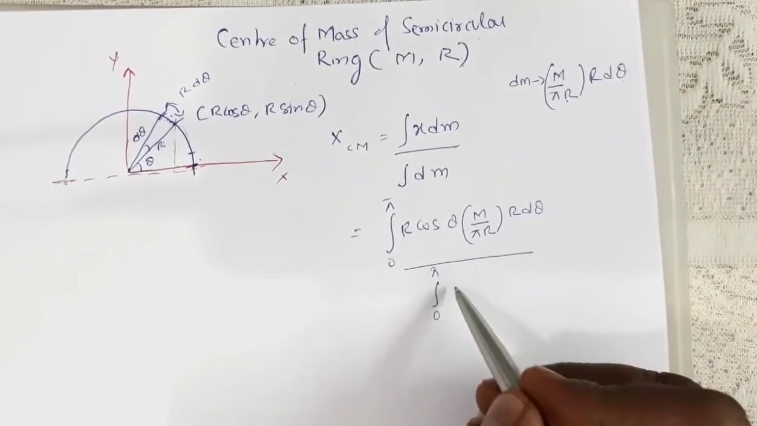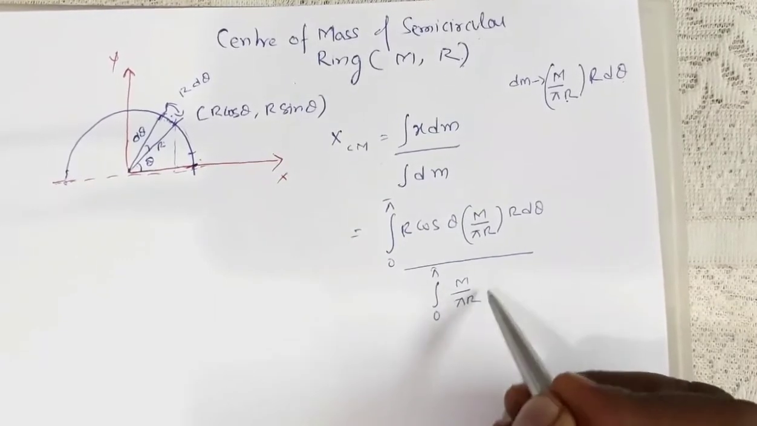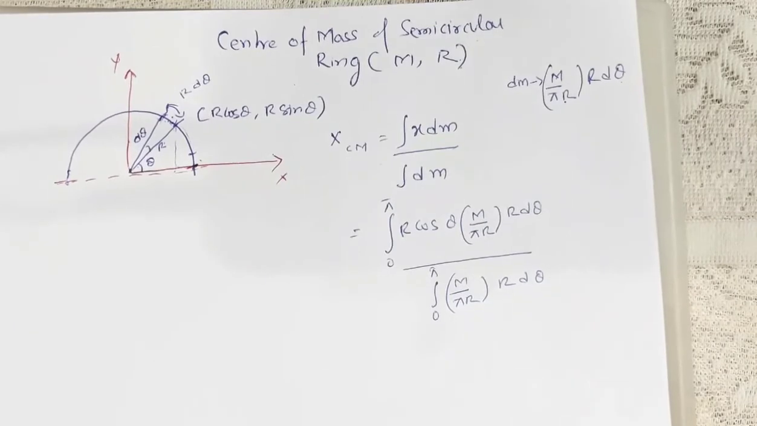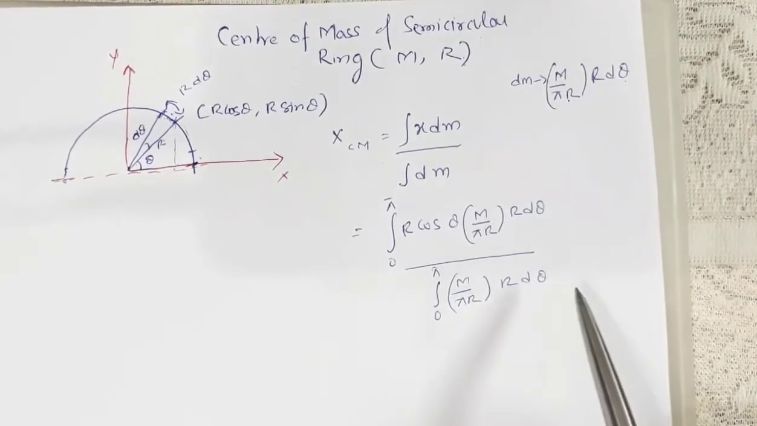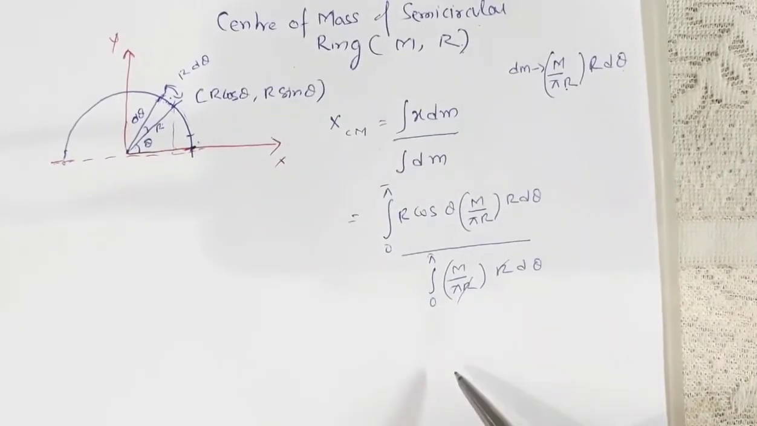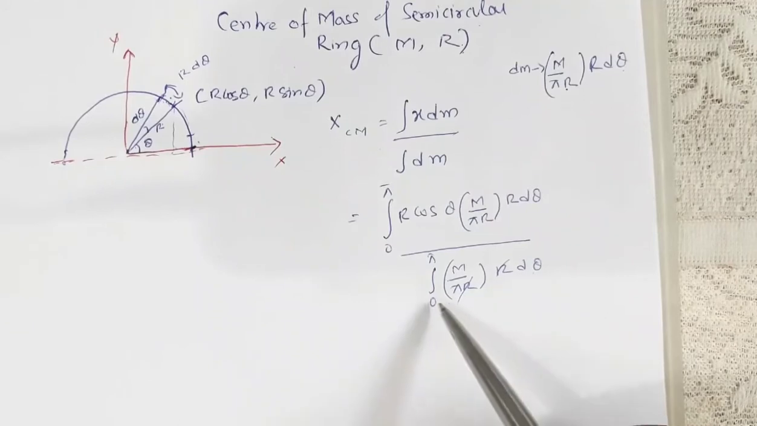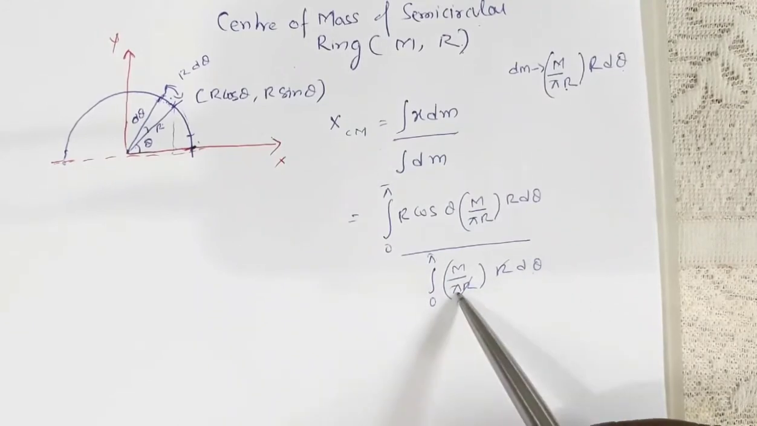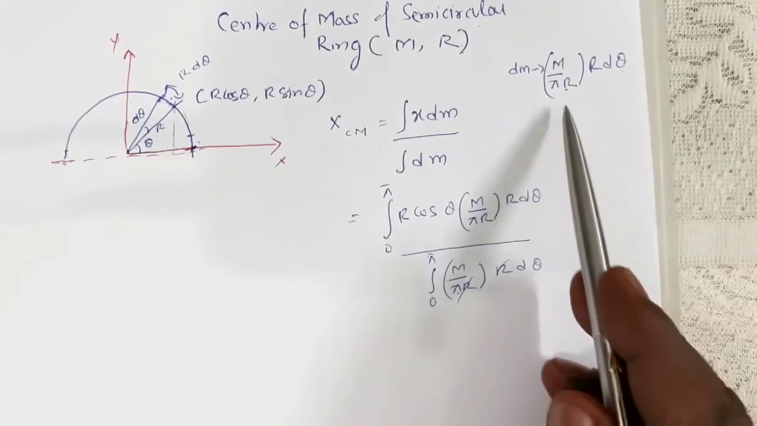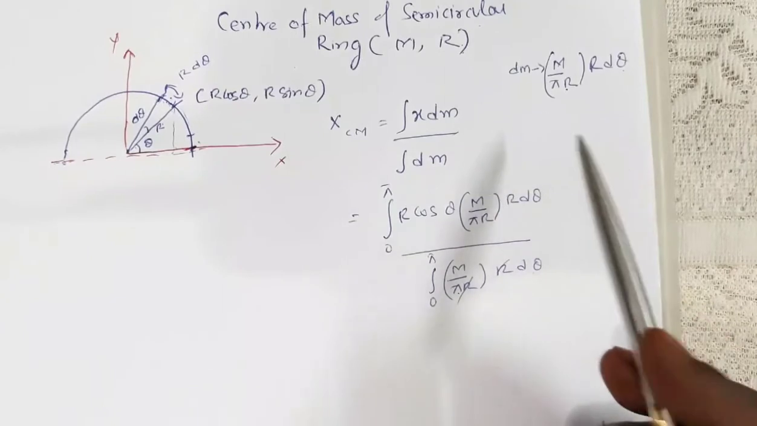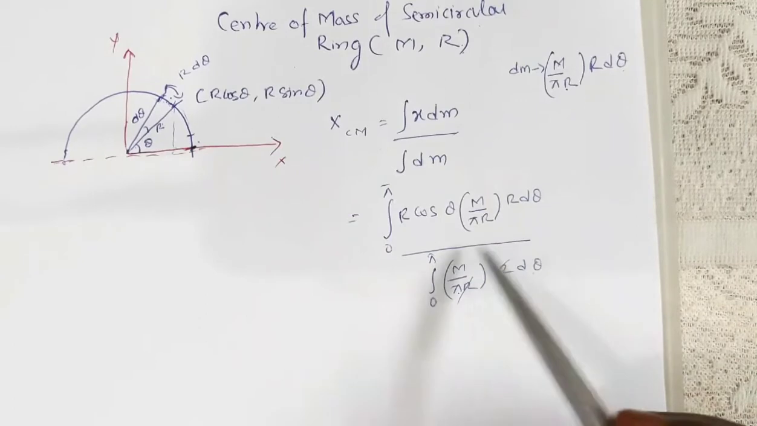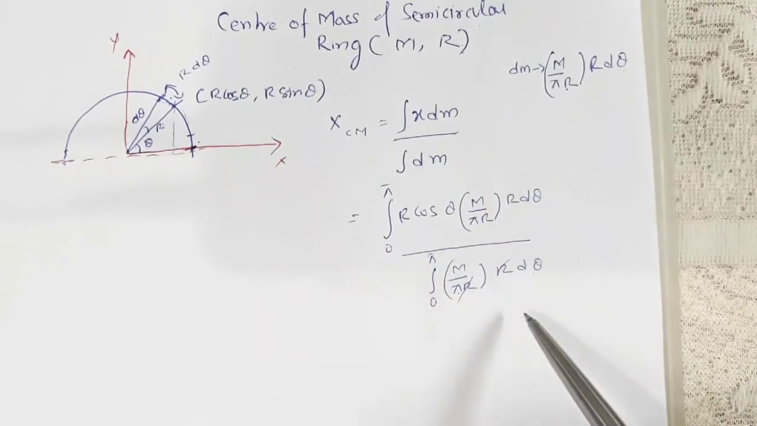So integral 0 to pi, m by pi r into r d theta. Now in the general expression for the center of mass, we know that the denominator must represent the total mass. Now this r and r cancel out. If you integrate d theta between 0 to pi, you get pi, so that pi and this pi cancel out. So you have only m, that is the total mass. So the expression for dm is correct. This is how you can check whether the substitution in the expression of dm is proper or not. If you integrate this denominator, you must get the total mass.